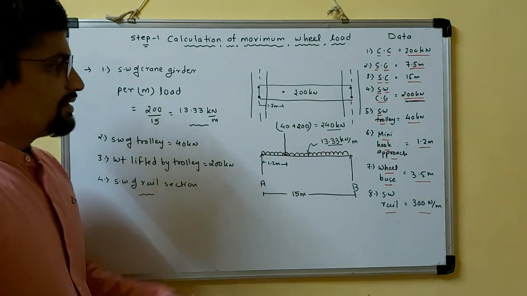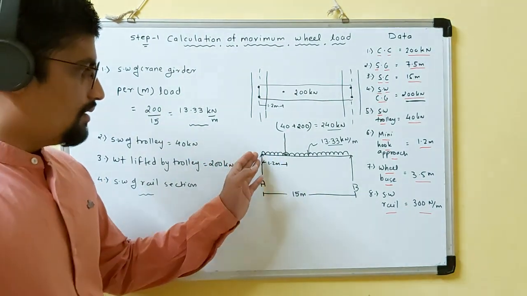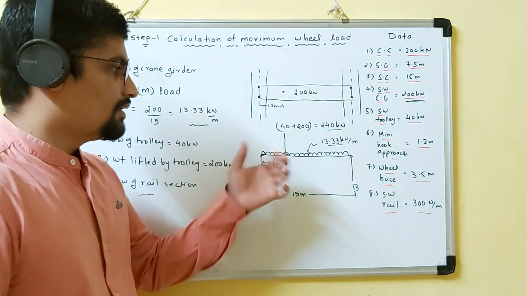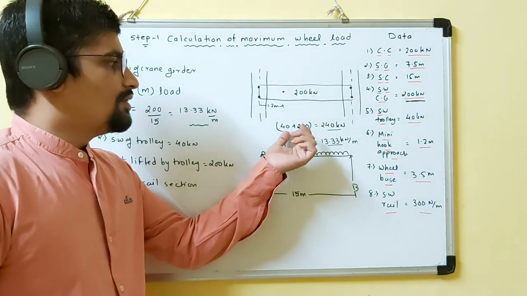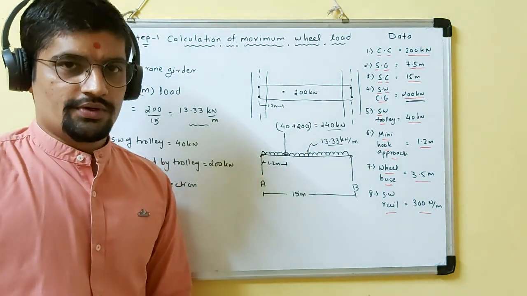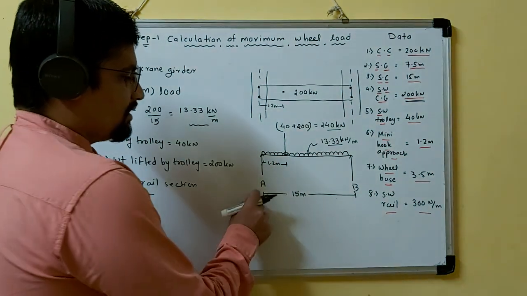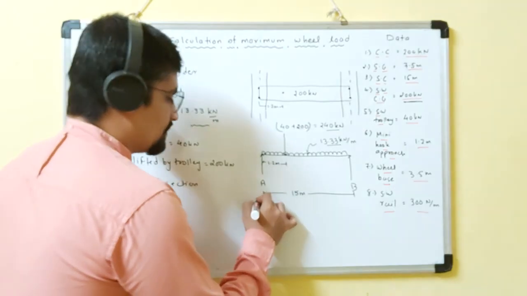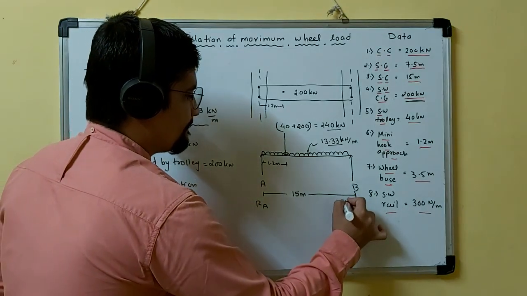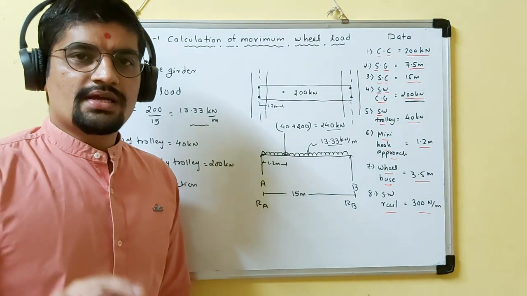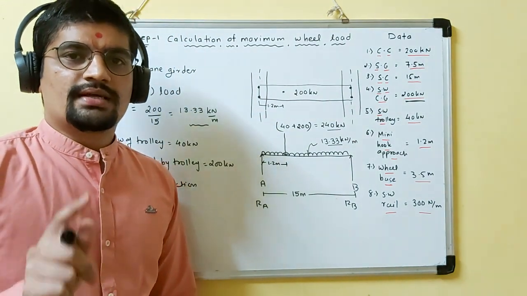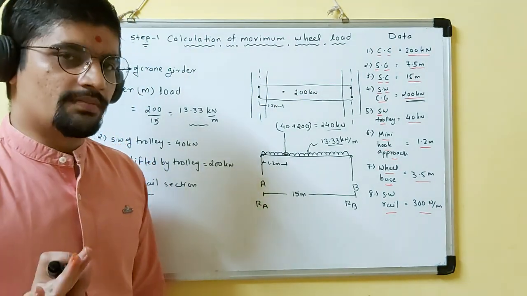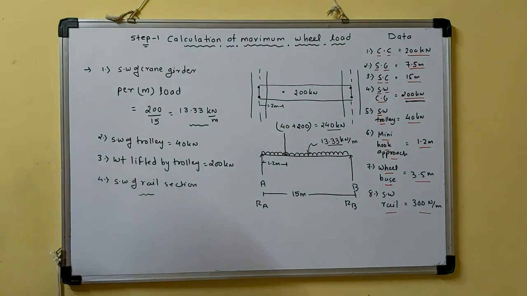Now we have completed our geometry: the UDL of 13.33 kilonewton per meter is occurring on the span of the crane girder. The point load is 40 plus 200, equal to 240 kilonewton. Now this side is one gantry girder and this side is the other gantry girder. So we need to calculate the reactions RA and RB. The maximum reaction will be considered for the design of the gantry girder, so either it will be RA or RB. So let's calculate the support reactions.